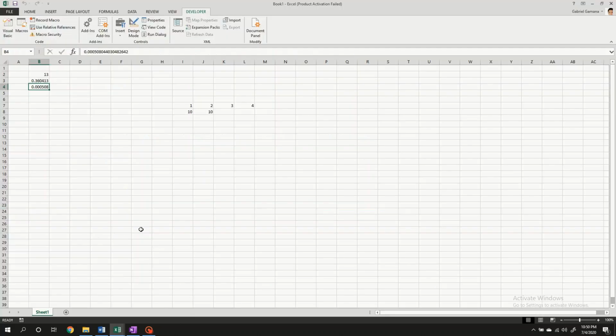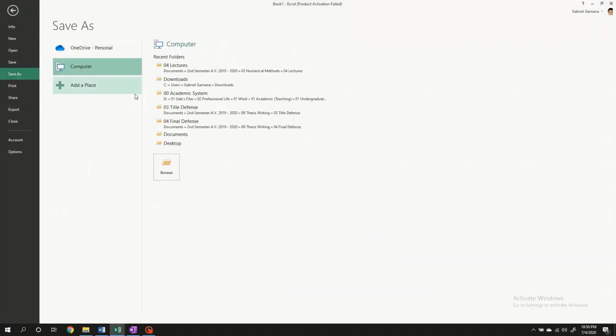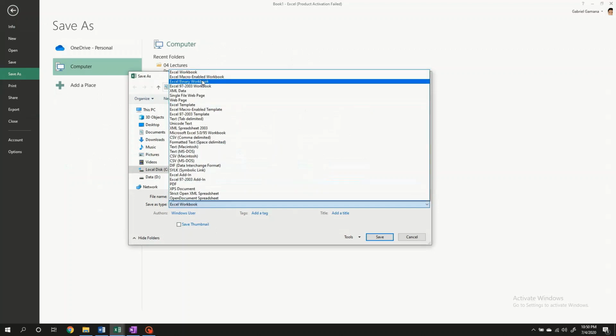Another important note is to make sure that you save the Excel file as an Excel Macro-Enabled Workbook, because if not, the written code will be discarded. Or in other words, it will be deleted.